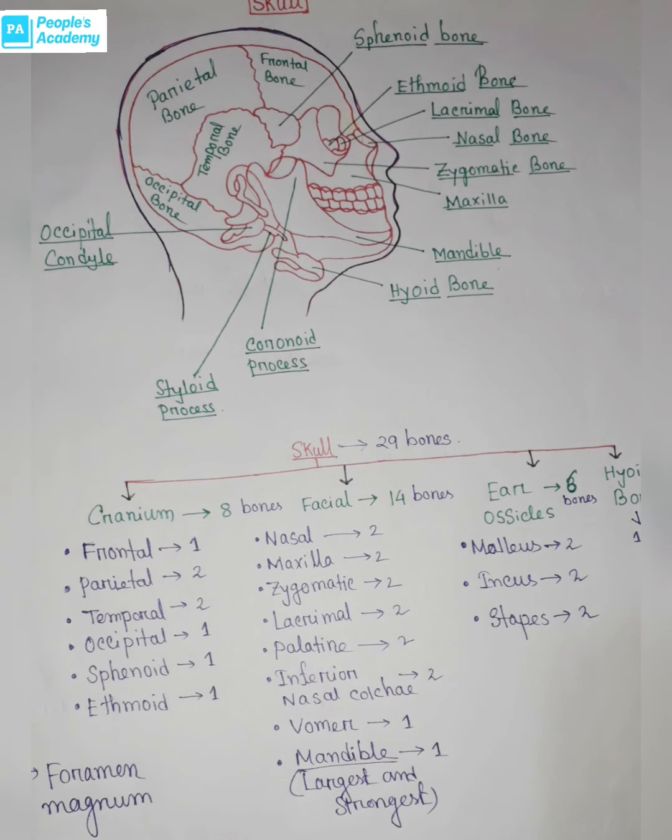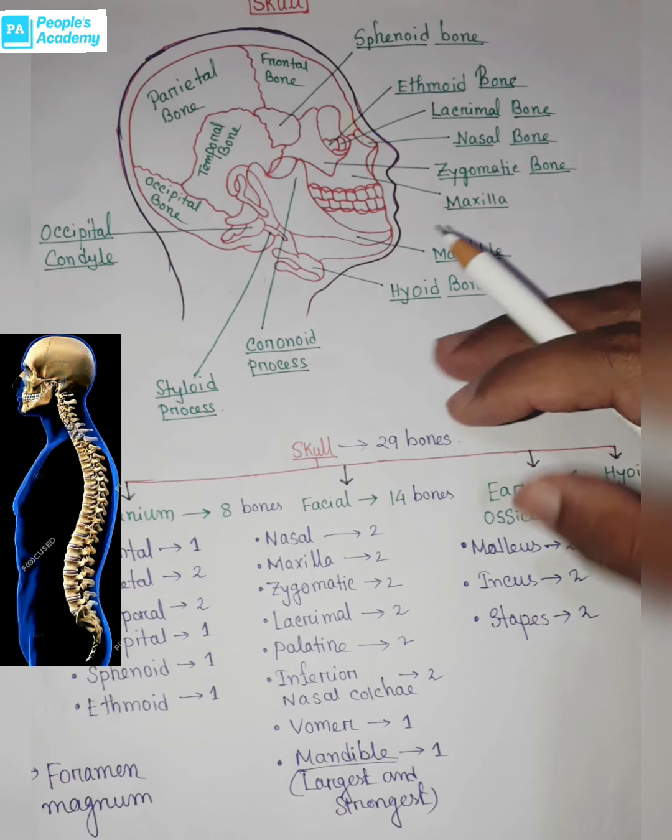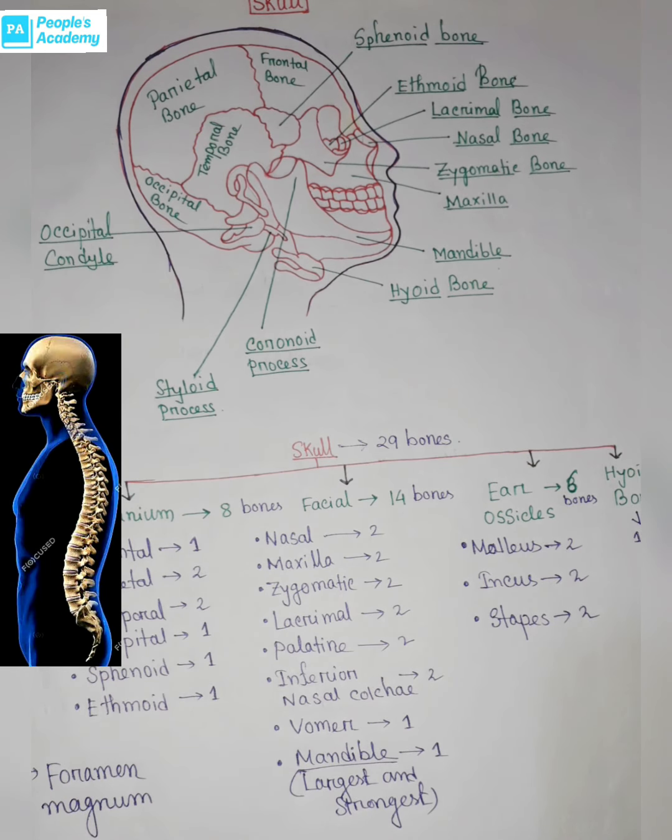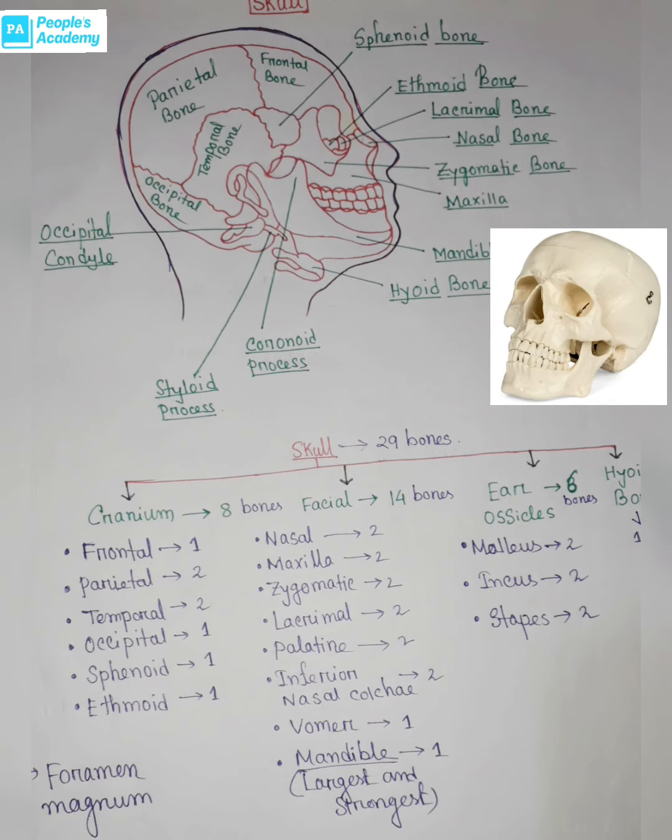Let's talk about the human skull. The human skull is the skeleton of the human head. It means the skeleton of our head is called the skull. It is situated on the upper end of the vertebral column.